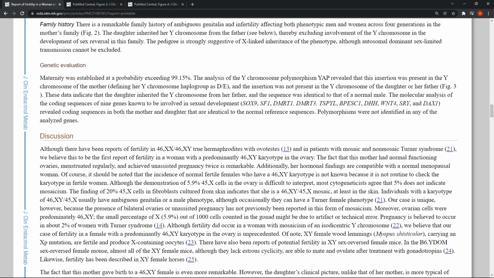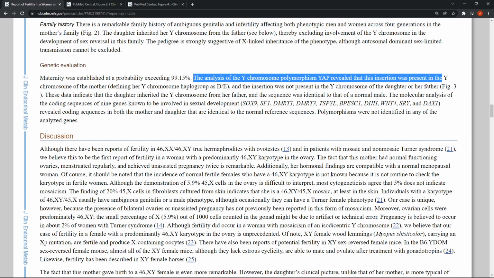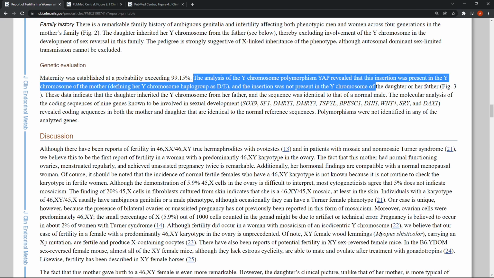So, the genetic evaluation. Maternity was established at a probability exceeding 99.15%. They couldn't just take the mother's word for it. They had to do genetic analysis. The analysis of the Y chromosome polymorphism YAP revealed that this insertion was present in the Y chromosome of the mother, defining her Y chromosome haplogroup as D/E, and the insertion was not present in the Y chromosome of the daughter or her father.